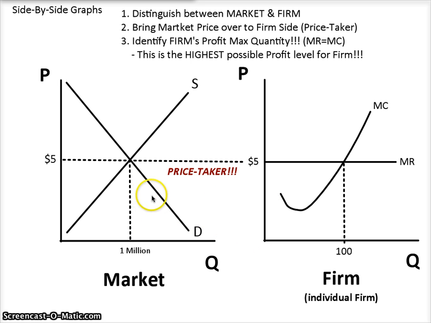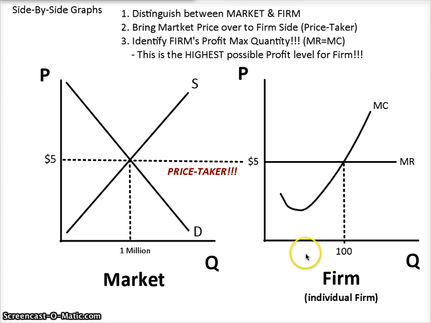I want you to take note of a couple things here. First of all, on the market side, you have your traditional supply and demand. Establish your equilibrium price and your equilibrium quantity as we did in earlier units. However, this time, you're going to take the market price, in this case $5, and you're going to carry it over to another XY axis that will represent for us the firm, an individual firm.